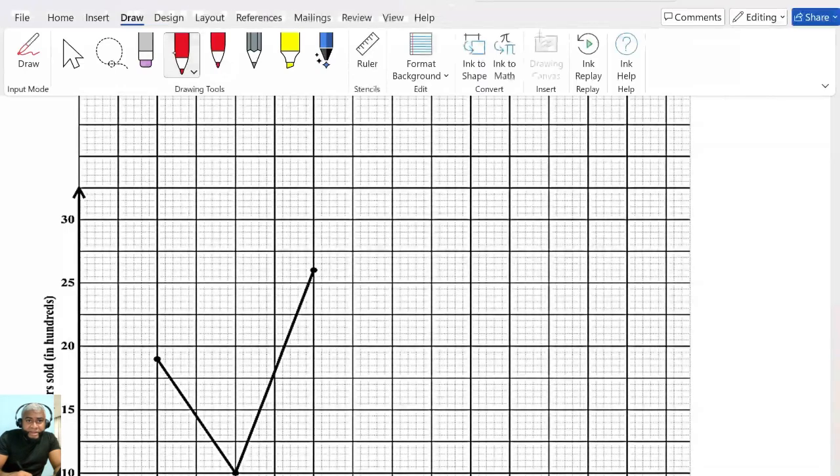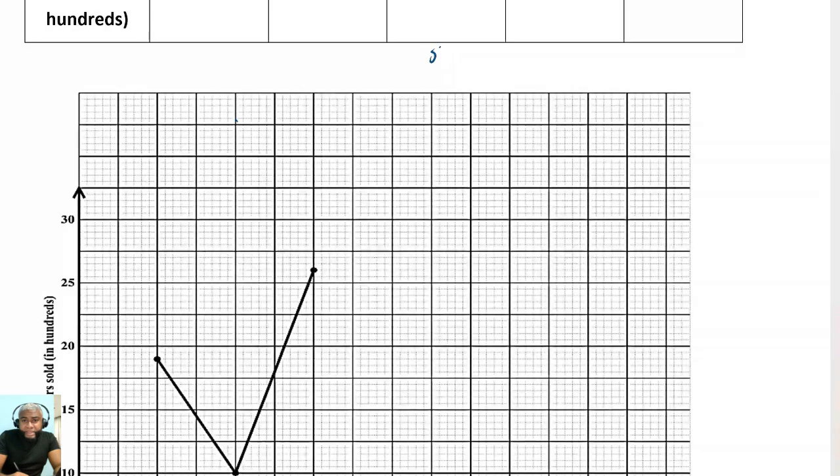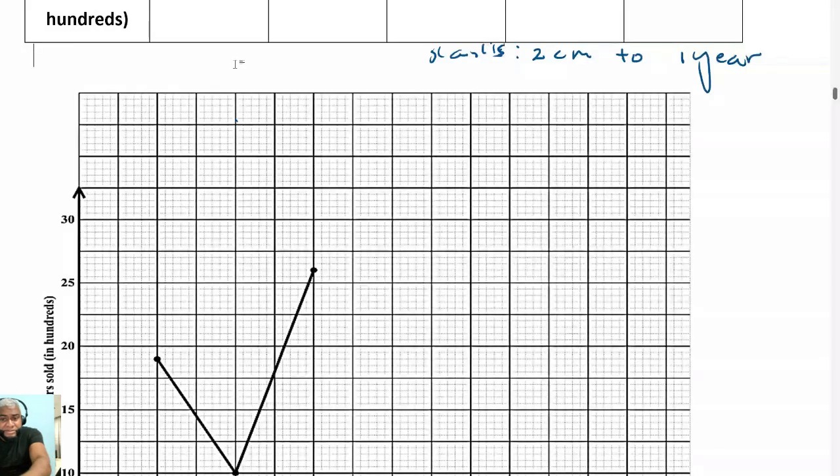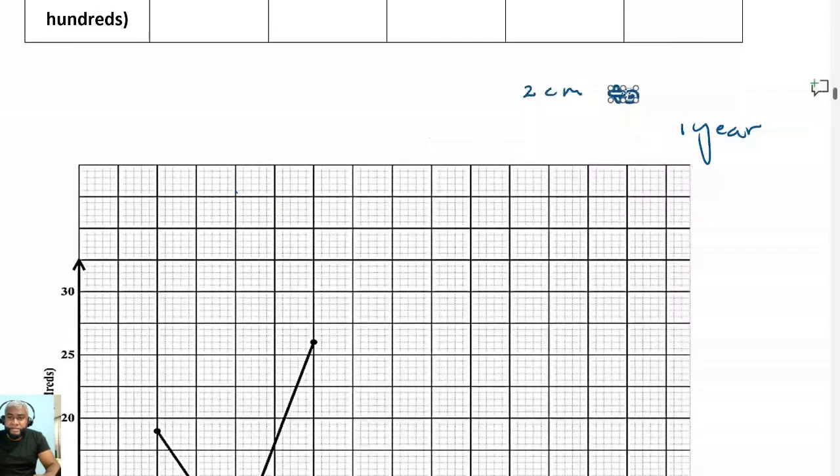I think I've got it ready. Right. So the x-axis would have been 2 centimeters to 1 year, right? And the y-axis, let me make some space in between here. I'm trying to write this in this small space here. Right? 2 centimeters to 1 year for the x-axis.